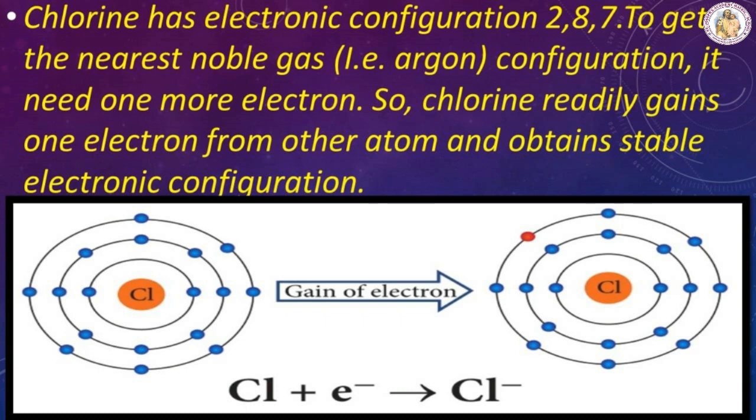Chloride ion. So it gains 1 electron from the other atom and forms a chloride ion, or anion. So now in the chloride ion, the first shell contains 2 electrons, the second shell 8, and the outermost shell also 8. This is called the octet rule.